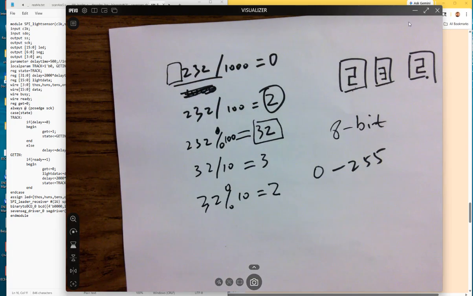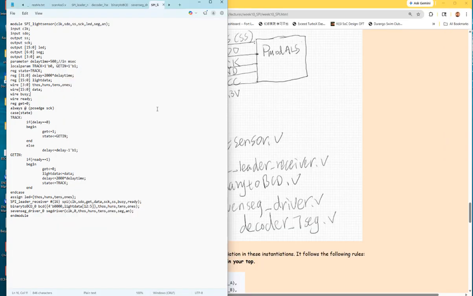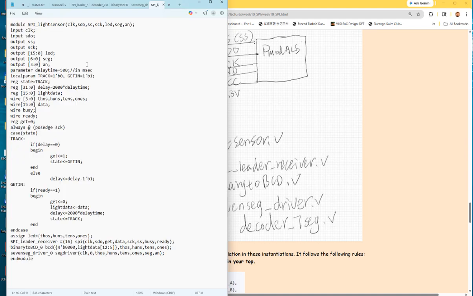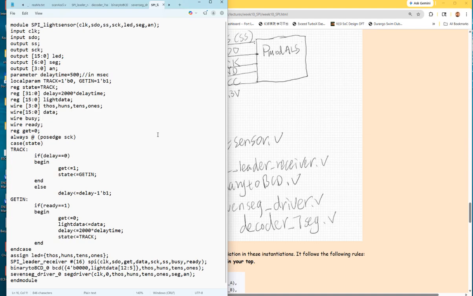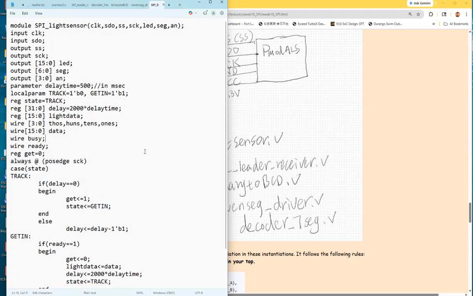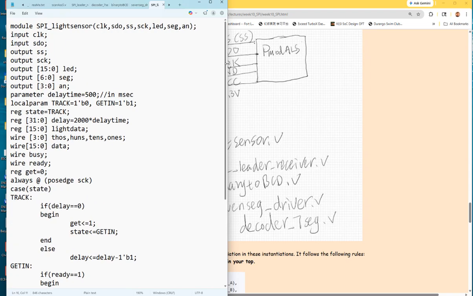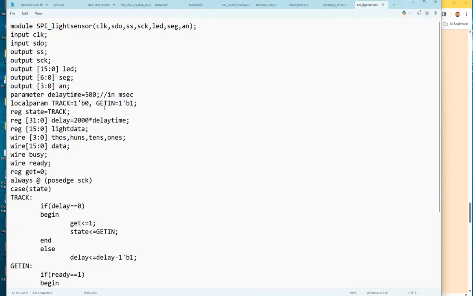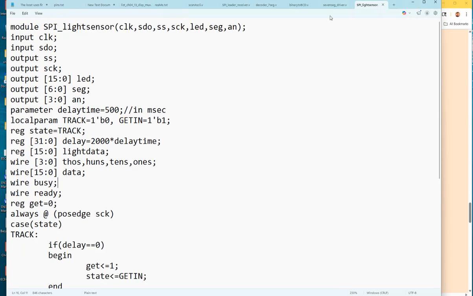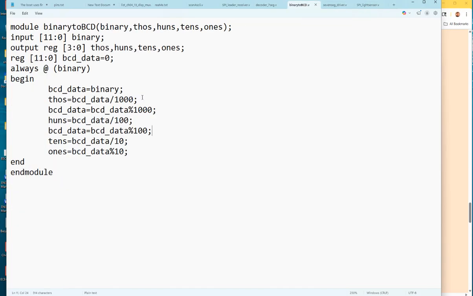If you look at the example code here, you zoom in. See all these modules, okay? Top, BCD converter, 7-segment display, and decoder of the 7-segment display, and then SPI. So these are all the modules we have. I'm going to show you these one by one here.